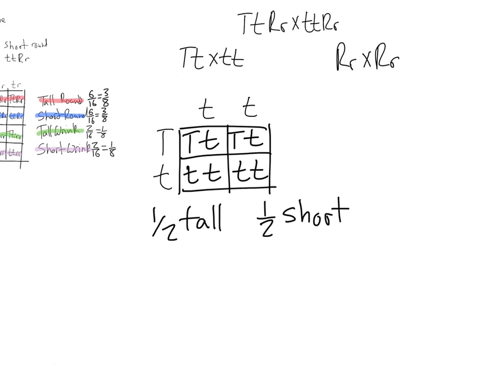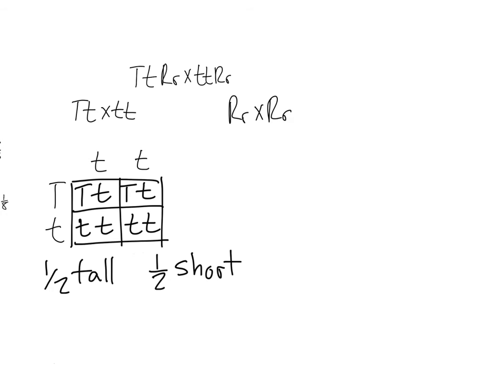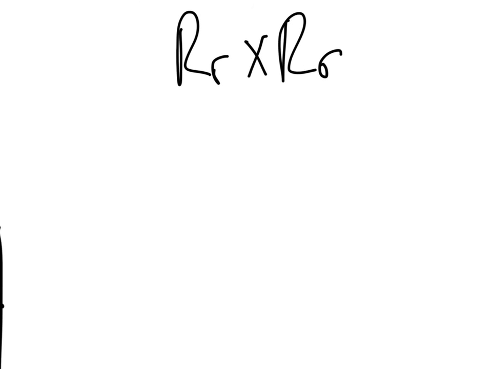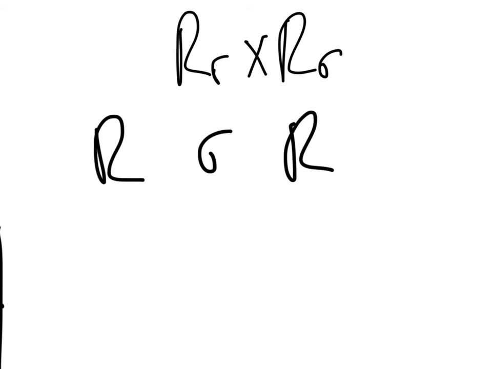Now we can do the same thing with the round versus wrinkled. So I'm going to go over here, and we separate it out into the gametes. So this one makes a big R and a little r, and this one also makes a big R and a little r. And then we draw our Punnett square like we did before.